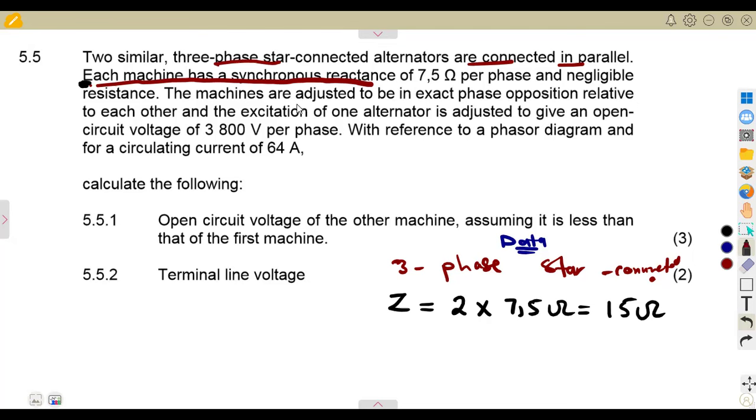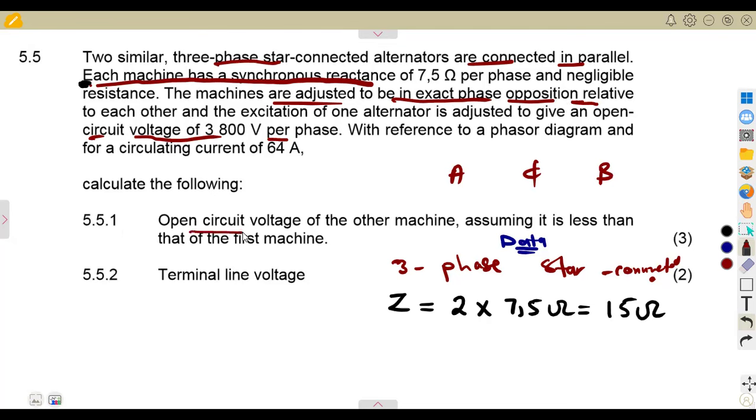The machines are adjusted to be in exact phase opposition relative to each other, and the excitation of one alternator is adjusted to give an open circuit voltage of 3,800 per phase. An open circuit. So this here, we are to consider, is it the open circuit? Because remember, these are two alternators. So we are going to consider A and B. So they're saying it's given an open circuit of 3,800. But we need to know, is it A or B?